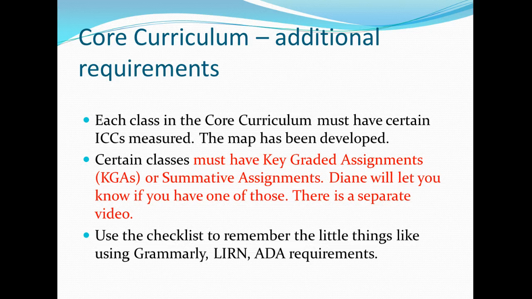We also have some additional requirements in the core curriculum. They have to have key graded assignments at the associates level. They would have summative assignments at the bachelor's level, and I will let you know if you have one of the classes that has one of those assignments. There's a separate video on that.